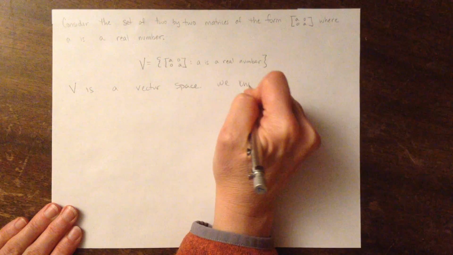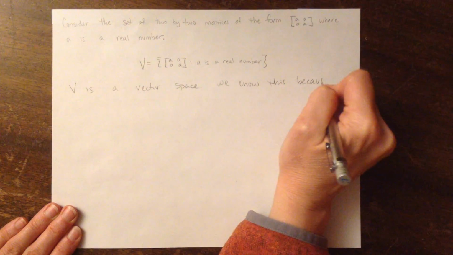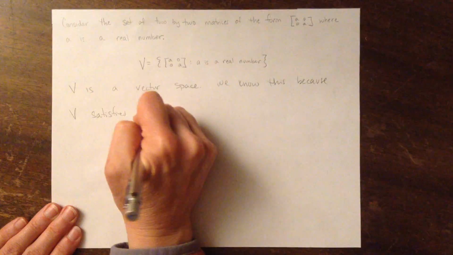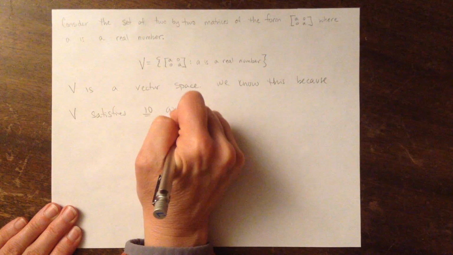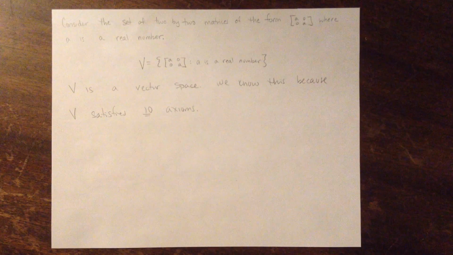We know this because V satisfies 10 axioms. And that's a lot. That's a lot to show. So let's talk about some of the elements of this set, or this vector space V.